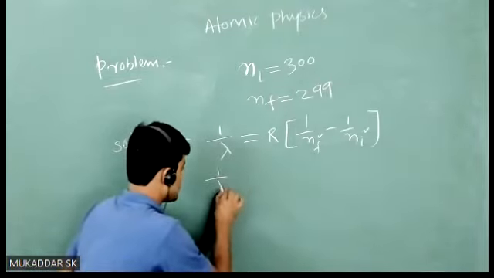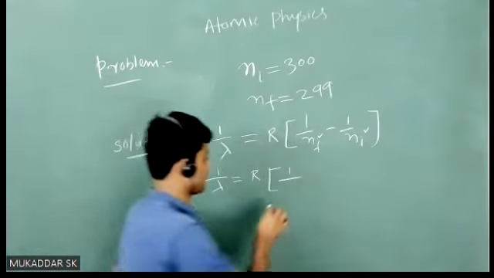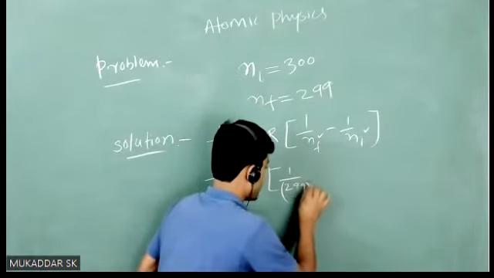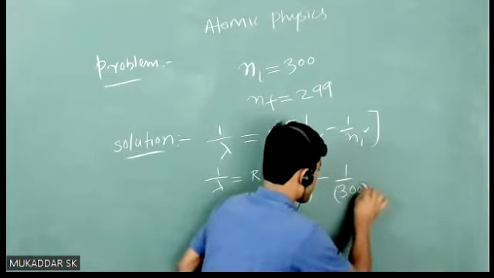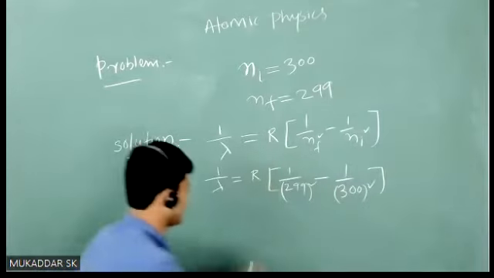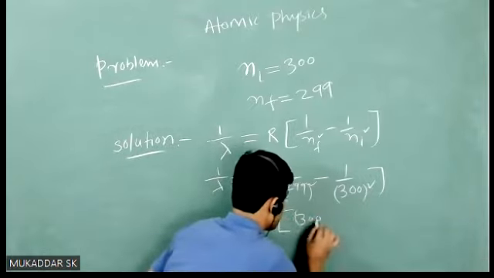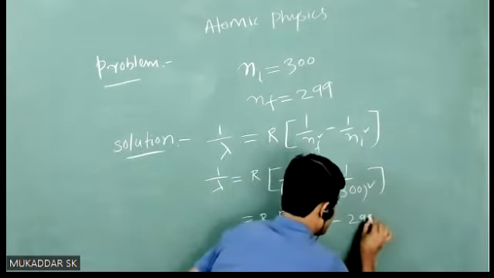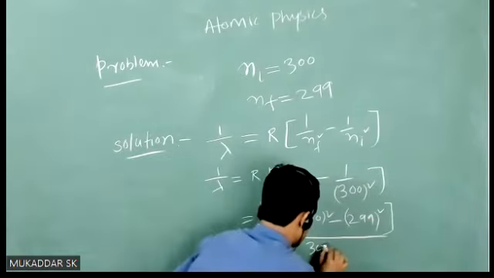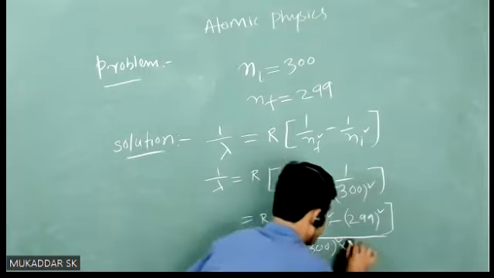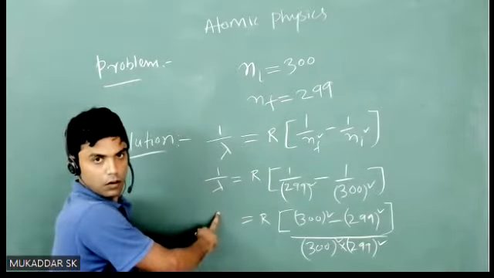So 1 by lambda is nothing but, please keep R as it is. Now it will be how much? Final NF is how much? That is given, 299 square. Then you have initial state is 300 square. So basically, how much you will get? You will get R into, inside bracket, 300 square minus 299 square divided by 300 square times 299 square. So that is nothing but 1 by lambda or wave number.